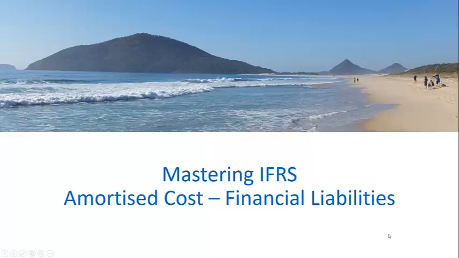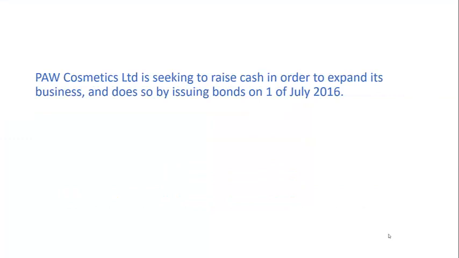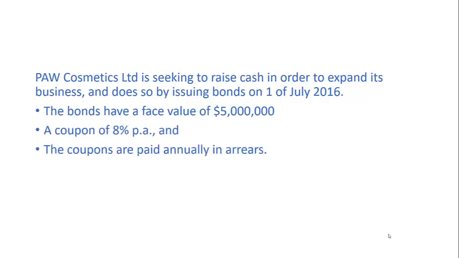What I'll do now is talk about the application of the amortised cost method to a financial liability. The example I'm talking about now is Paul Cosmetics, which is seeking to raise cash in order to expand its business and does so by issuing bonds on the 1st of July 2016. The bonds have a face value of $5 million, a coupon of 8%. The coupons are paid annually in arrears.